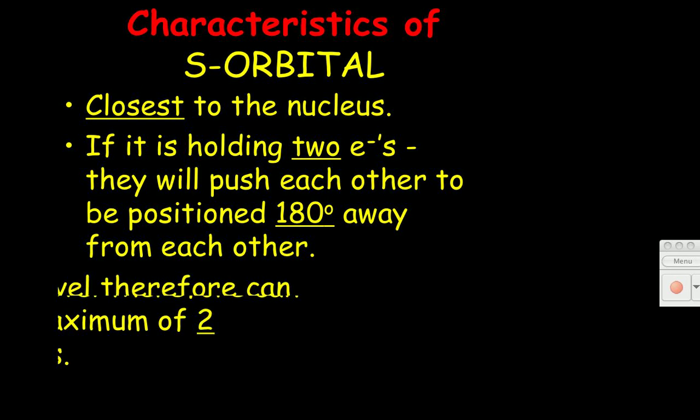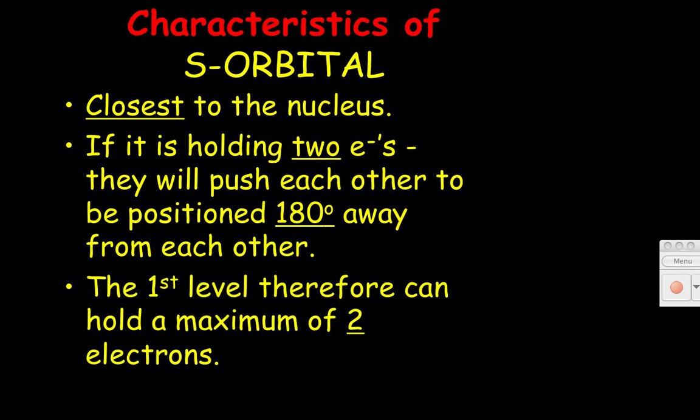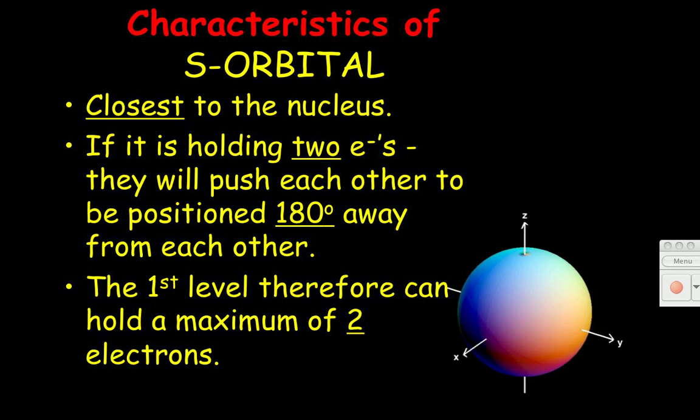So, because the first energy level only has one type of orbital, its maximum is therefore 2 electrons. This is actually what the s orbital looks like, s for spherical. Okay?